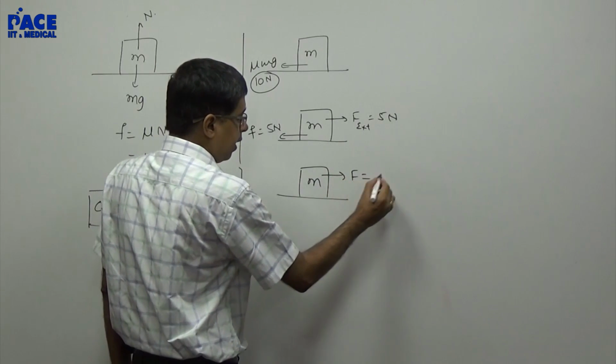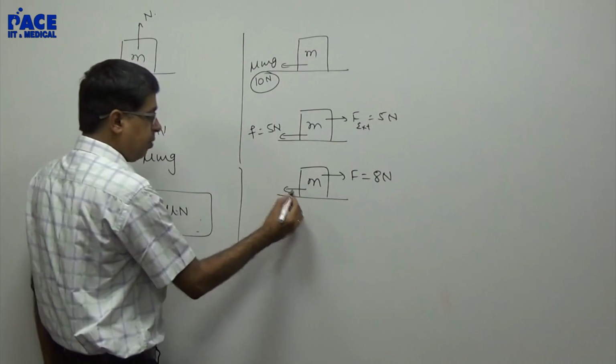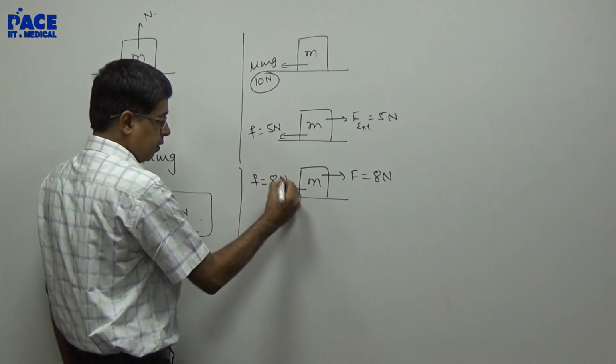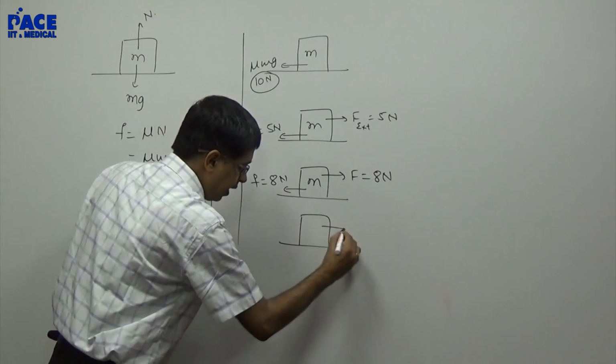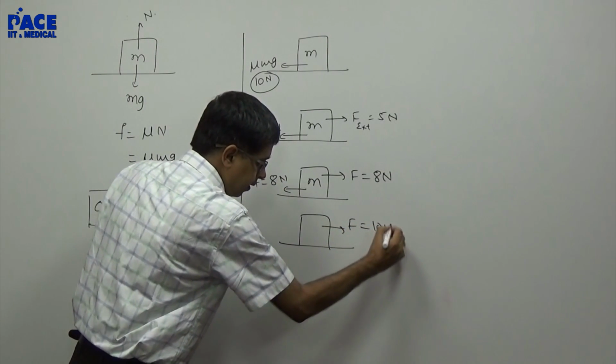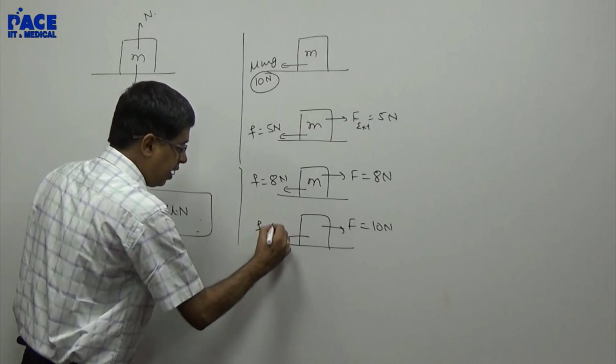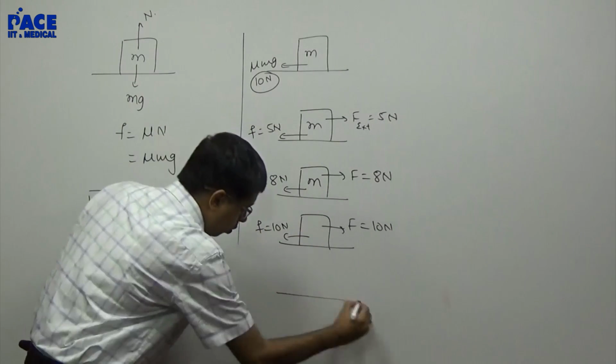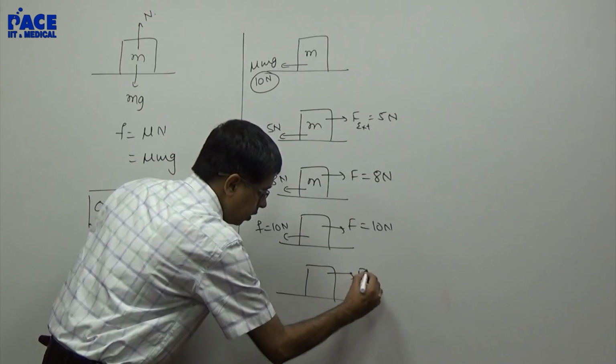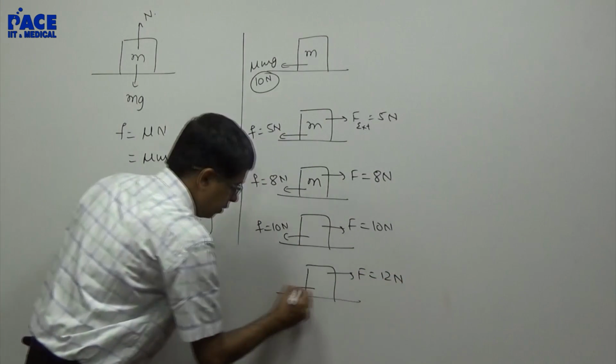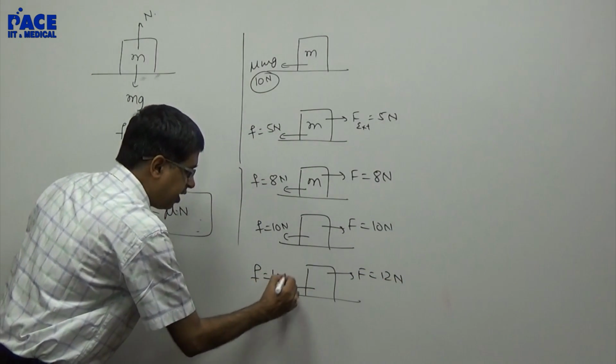What if I apply 8 Newton? What will be the frictional force? 8 Newton. What if I apply 10 Newton? Frictional force will be 10 Newton. What if I apply 12 Newton? Frictional force will remain at 10 Newton.